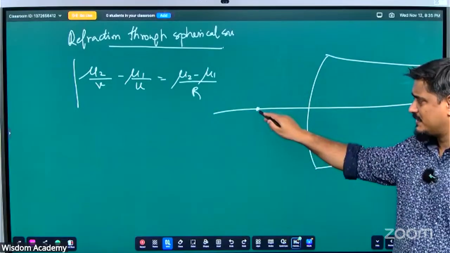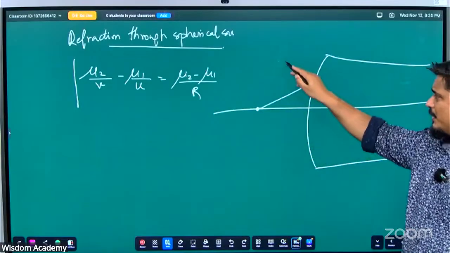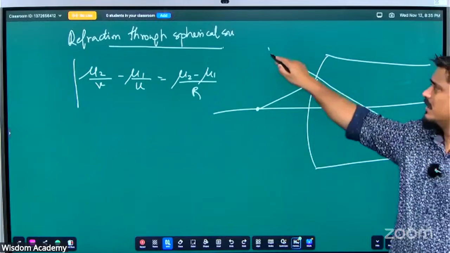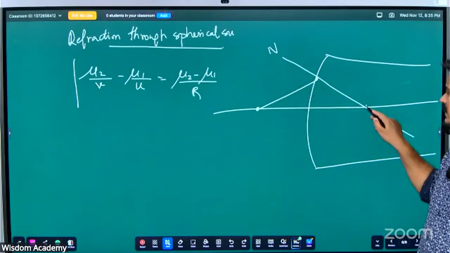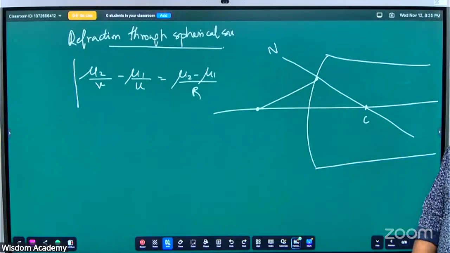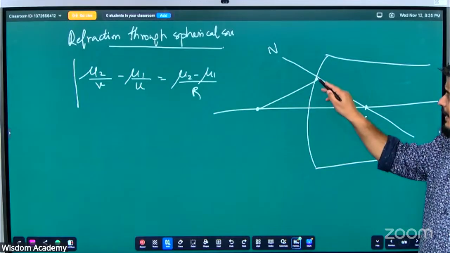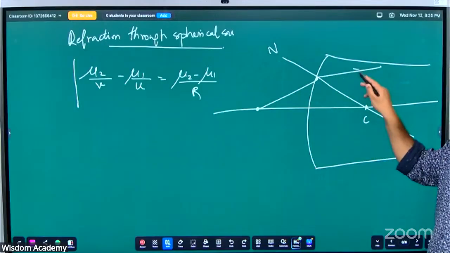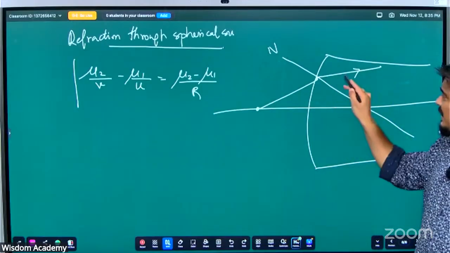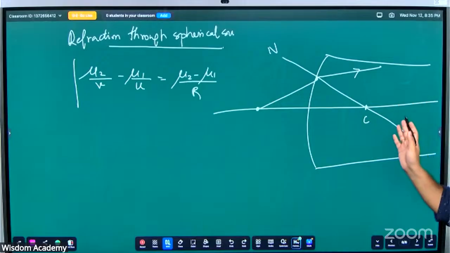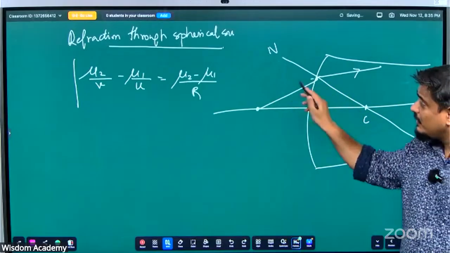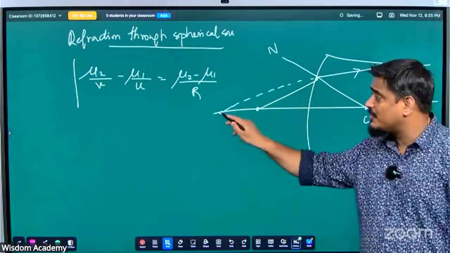Here the object is there. Ray goes and hits at this point. You will draw the normal, isn't it? Normal means this point will touch with the center of curvature, isn't it? Now the bending happens. There are two possibilities. Bending can happen like this, little bending. In this case, the ray will never meet the principal axis on the right hand side. It can meet on the left hand side. It will be a virtual image, isn't it?